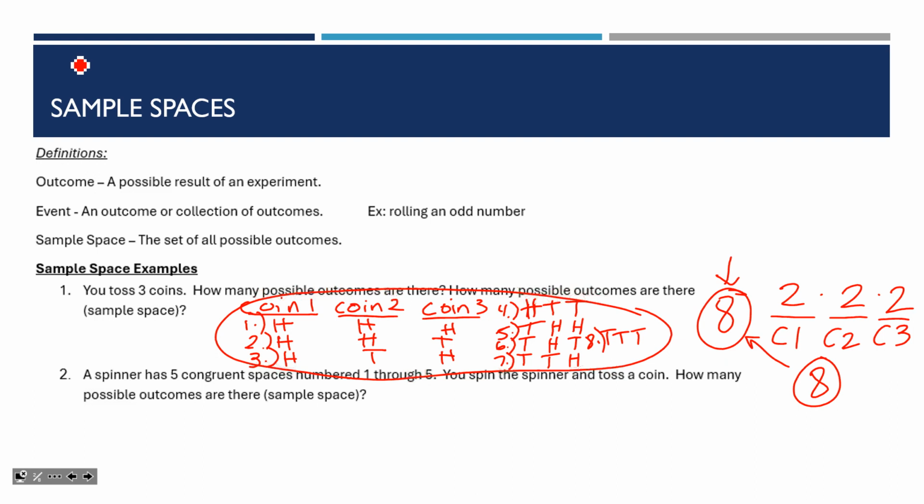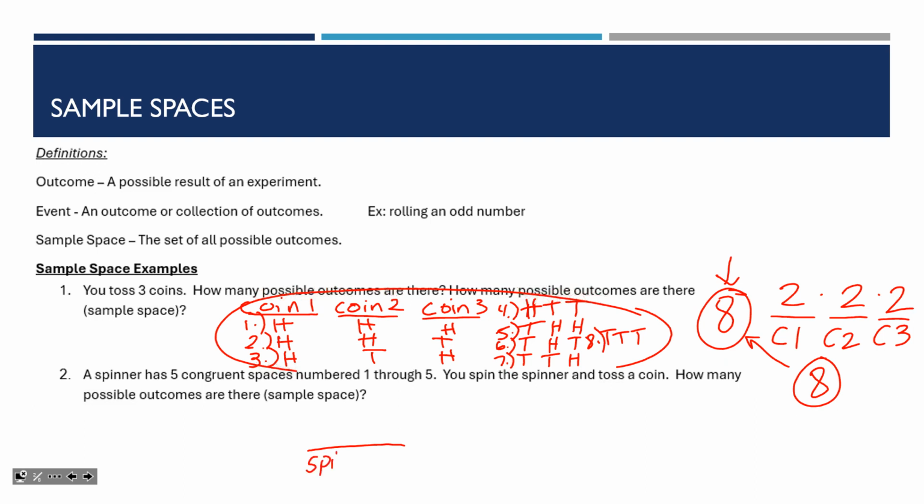Okay, let's look at number 2. Let me erase this so we can see it. All right, so it says a spinner has 5 congruent spaces, numbered 1 through 5. You spin the spinner and toss a coin. How many possible outcomes are there? And this is the sample space again. So instead of listing them all out, I think about how many different things am I doing?